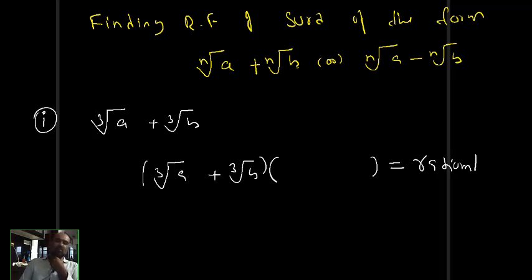Students, listen here. What are a and b? Here a and b are rational numbers only. A is a rational number, b is a rational number only. Cube root of a is not a rational number here, no? Cube root of b is not a rational number. A and b are rational numbers only, but cube root of a is not a rational number, cube root of b is not a rational number.